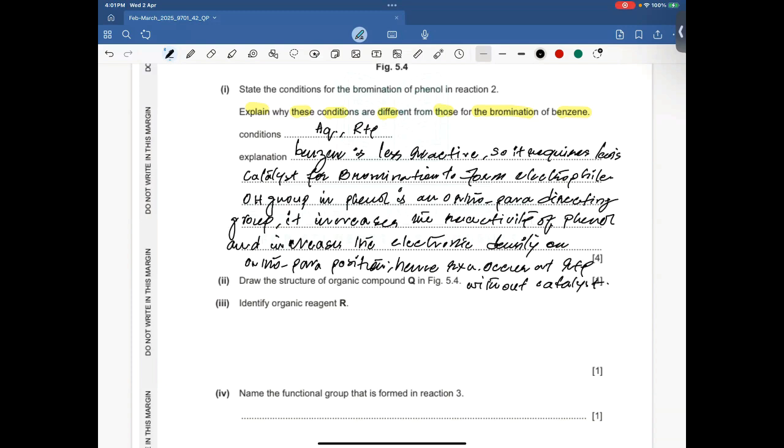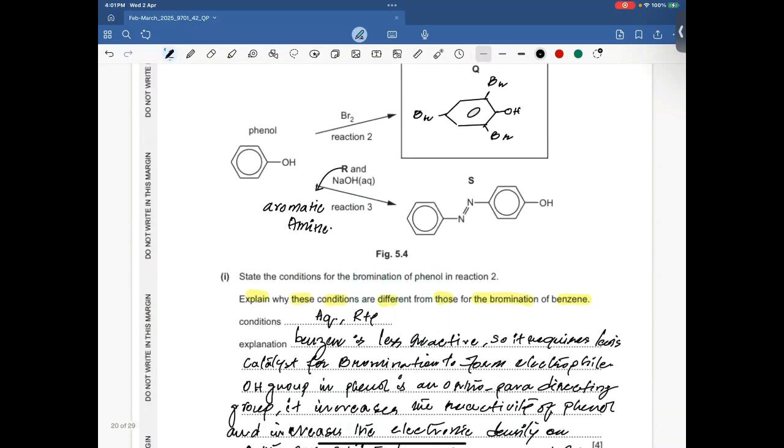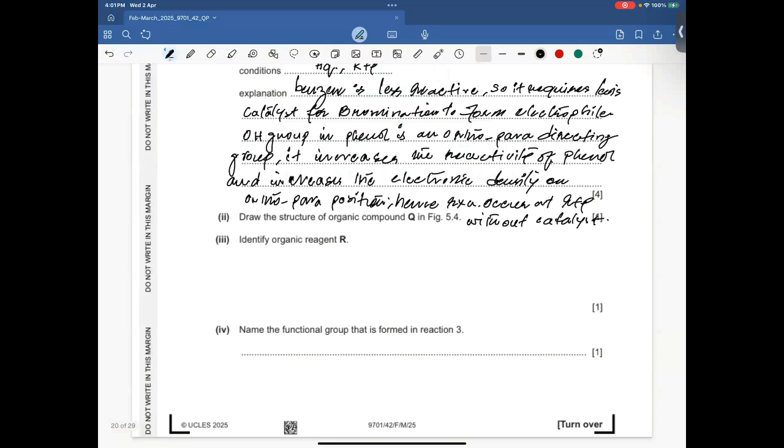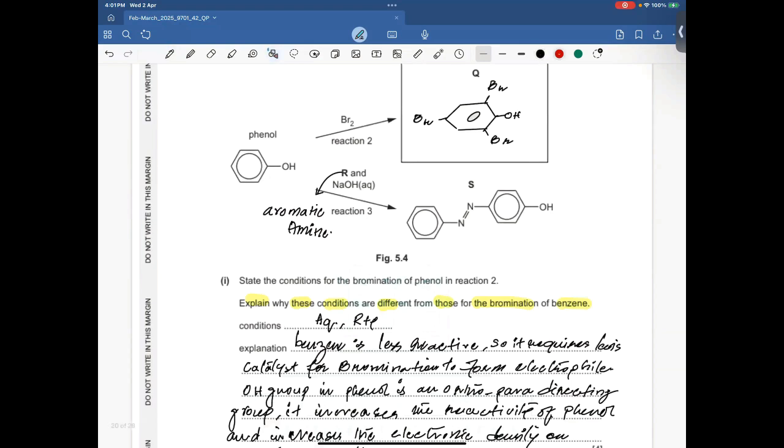Okay. For the structure of organic compound Q, I've done that. Okay. Identify organic compound R. It must be an aromatic amine, so it has to be phenylamine. It has to be like this, phenylamine. Name the functional group that is formed in reaction 3: azo group, because this is going to be the azo group. The entire compound is called an azo dye.